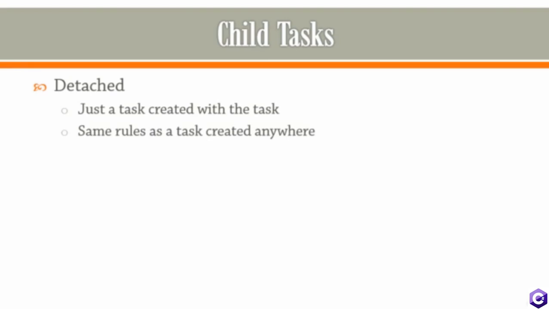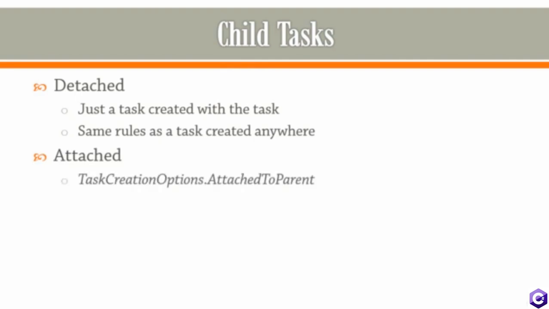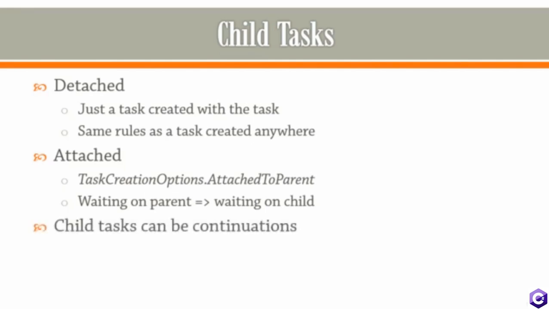However, we also looked at the attached tasks, and these are more interesting because if you provide task creation options attached to parent, this affects what happens if you wait on the parent. So if you wait on the parent, for example, you're also going to be waiting on the child, waiting until the child completes before the parent's wait actually releases. Now, it has to be said that child tasks can be continuations, and we've seen examples of those as well.